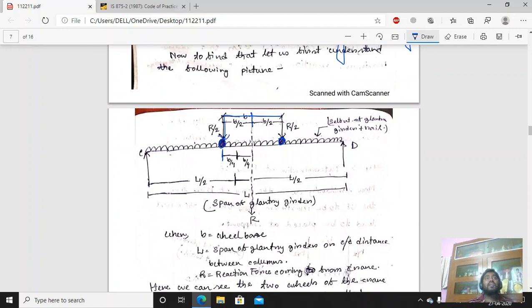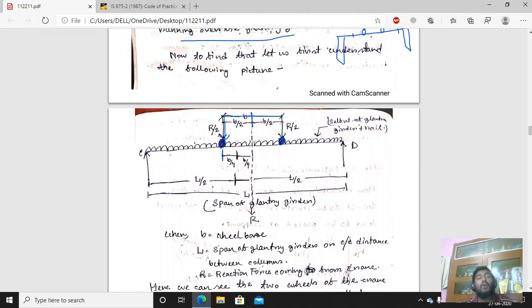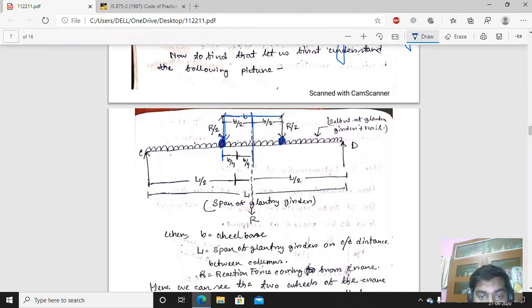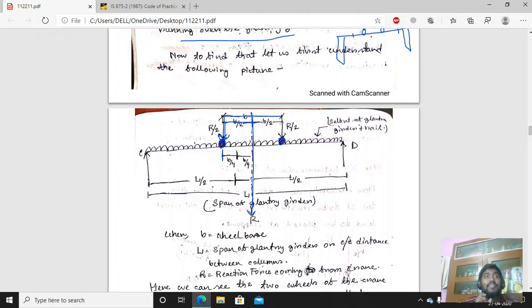The total reaction coming from the wheel loads to the Gantry Girder is R, which I have shown you here. The CG of the total load and one wheel load are equidistant from the center. So what is the distance between the CG of the wheel loads and one wheel? It is B by 2, because B is the total distance between the two wheels, the center to center distance between the CG and the wheel.